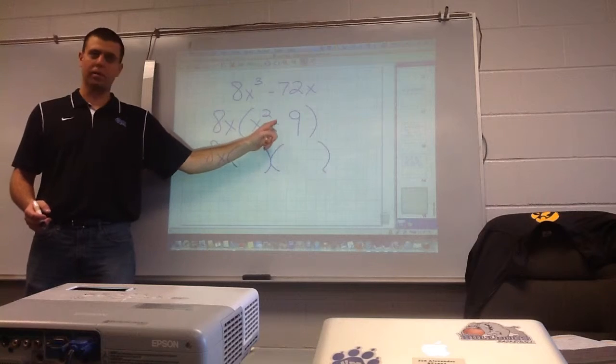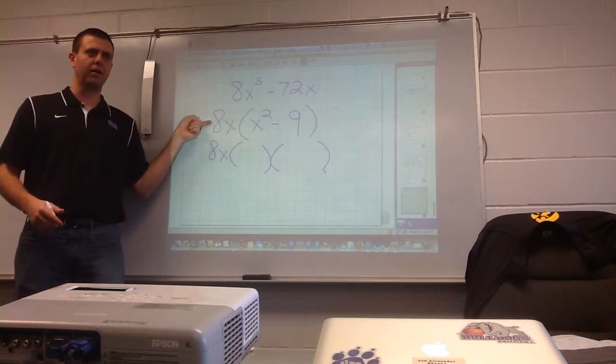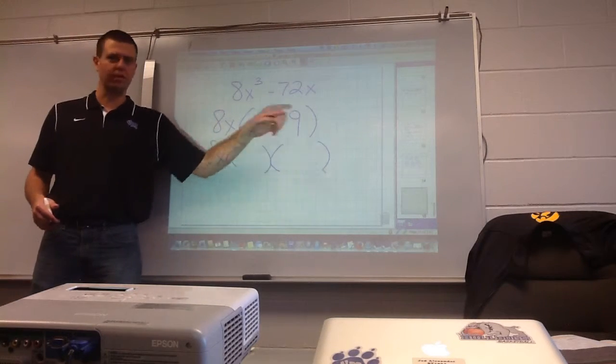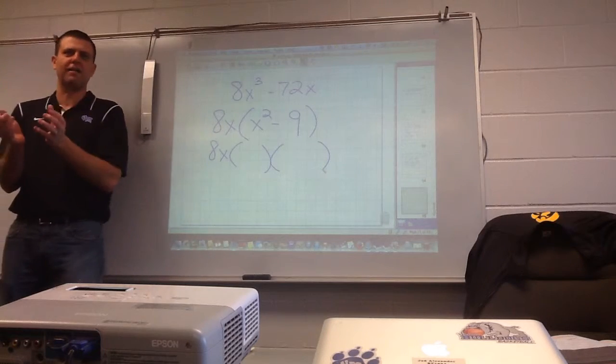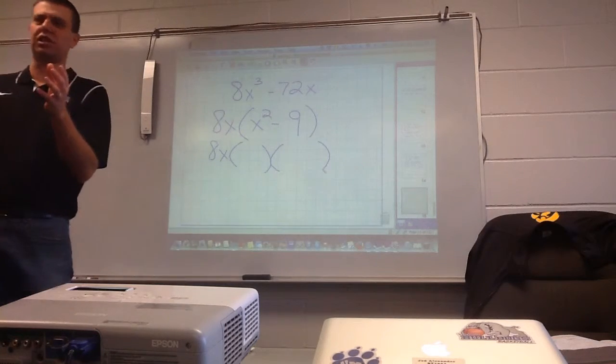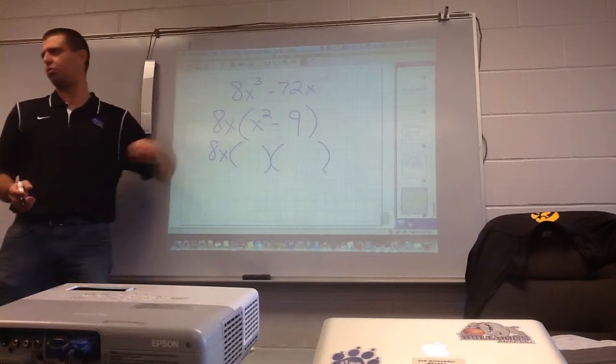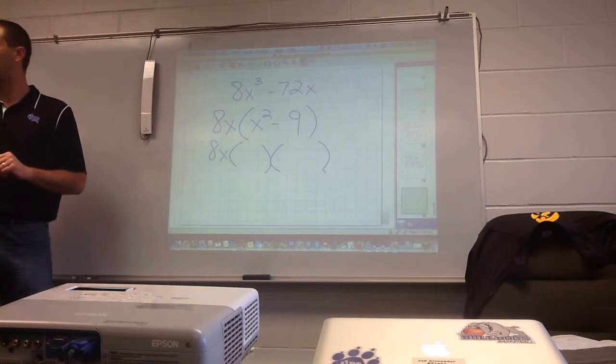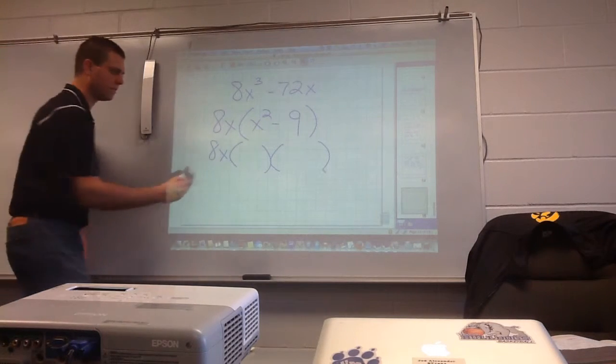If that was x squared plus 9, we would have been done right here. You cannot factor the sum of two squares any further. The difference of two squares you can definitely factor further. It becomes x plus 3, x minus 3.